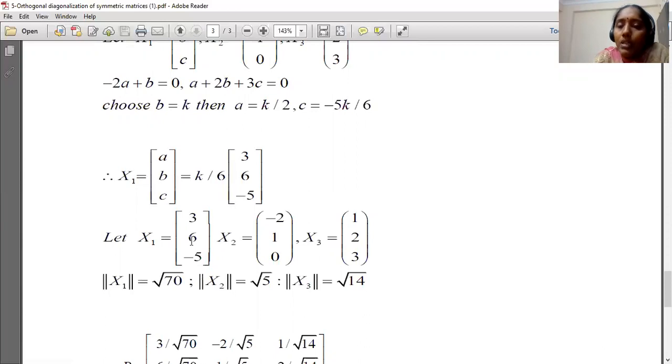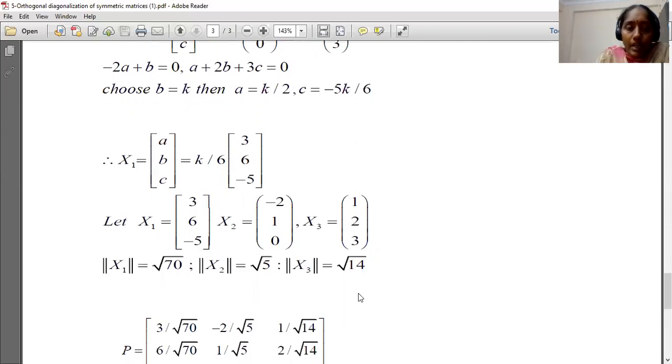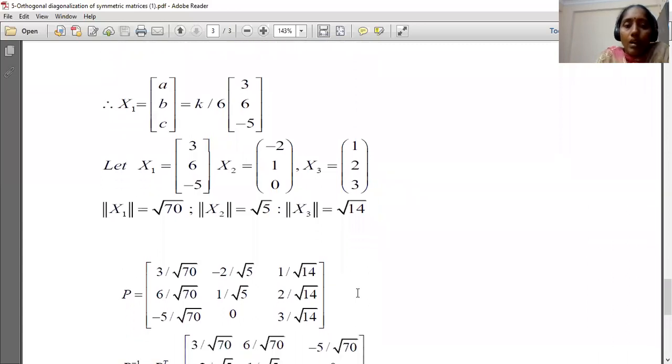That is 9 plus 36 plus 25, which becomes 70. Similarly, the length of x2 is the square root of minus 2 whole square plus 1 square, which is root 5. The length of x3 is the square root of 1 plus 4 plus 9, that is root 14. Now write the orthogonal matrix P. What is the orthogonal matrix P? It has the orthonormalized vectors as columns.